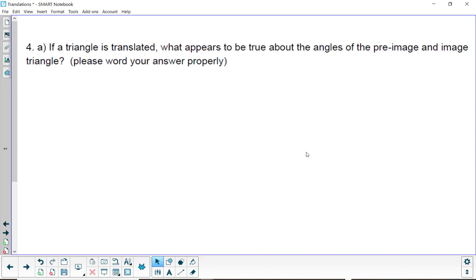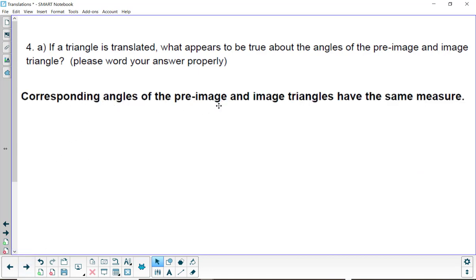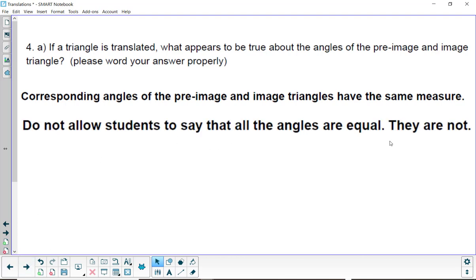So returning to the PDF, look at number 4A. I think this is still on page 1 at the bottom. It says, if a triangle is translated, what appears to be true about the angles of the pre-image and image triangle, and please word your answer properly. You might have gotten caught when we did this with reflection, so be careful. Press pause and then play when you're ready to continue. So what we noticed was that corresponding angles of the pre-image and image triangles have the same measure, but make sure you're using that word corresponding. Do not allow students to say that all the angles are equal, because they are not. The ones that correspond, A to A prime, B to B prime, C to C prime. Press pause as needed.